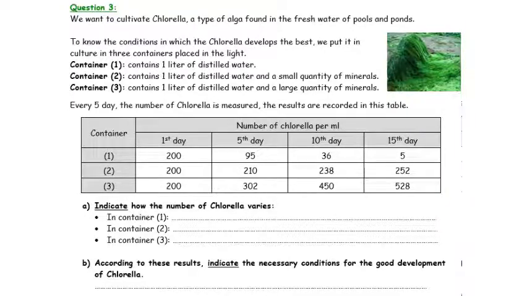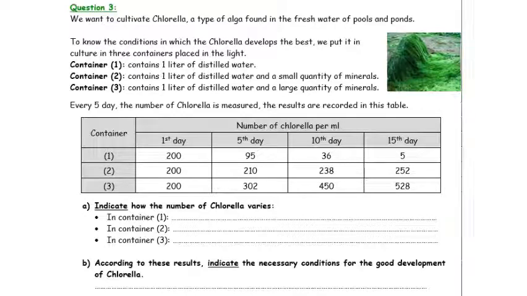Every 5 days, the number of chlorella is measured. The results are recorded in this table. On the first day, we had the same number of chlorella in each of the containers, 200 chlorella per container. Day 5, as you can see, in the first container, we lost 105 chlorella. They disappeared. They're dead. In the second one, we had 210, so we had 10 more chlorella. In the third one, 302 chlorella.